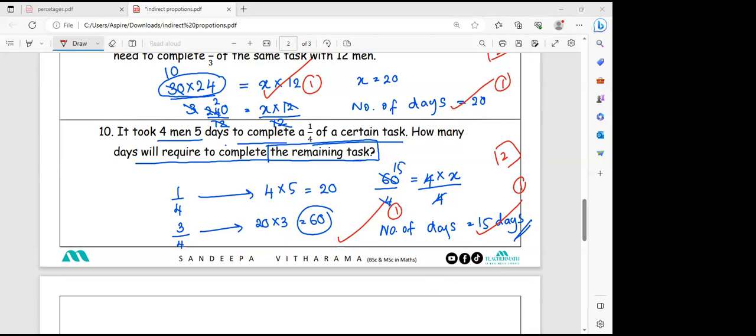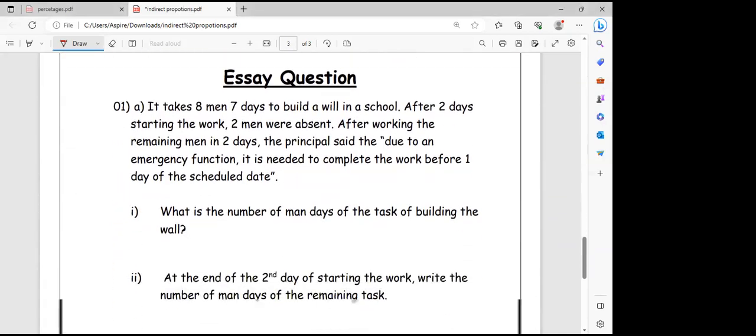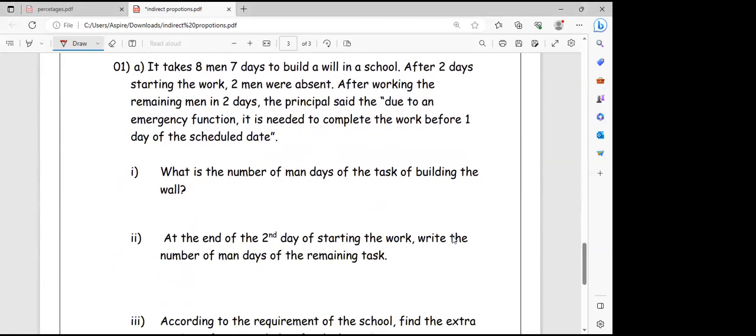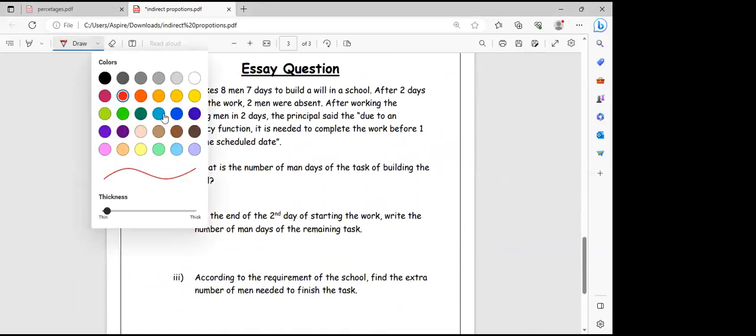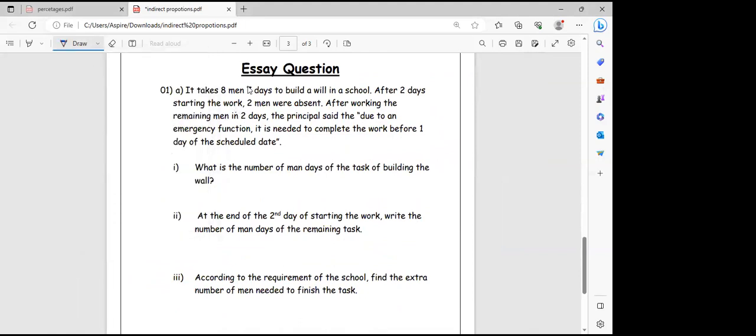Sometimes in the exam there may also be essay questions like this. Essay means actually a structured essay question. When you are given a structured essay question, you have to read this from the beginning and understand the question very carefully.